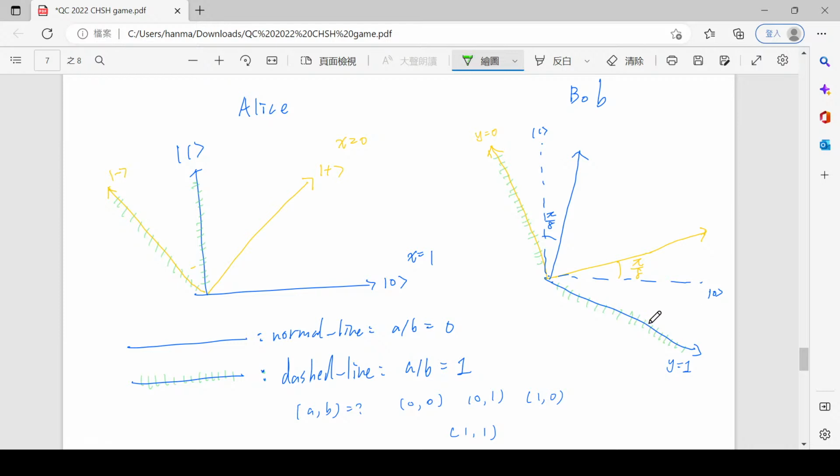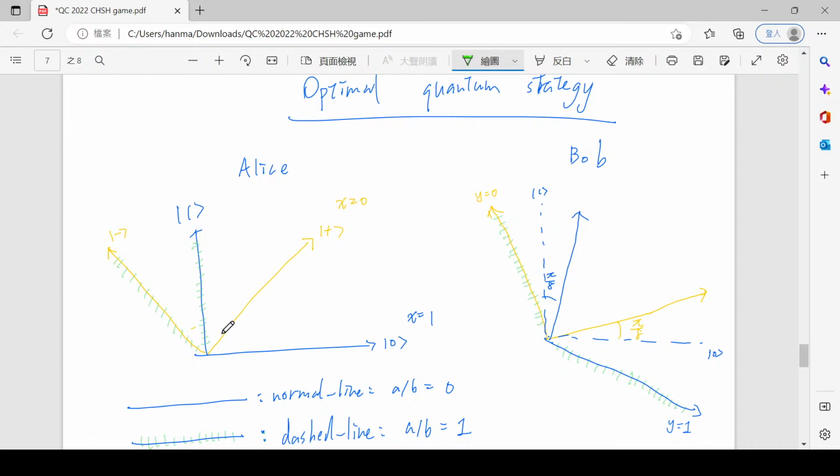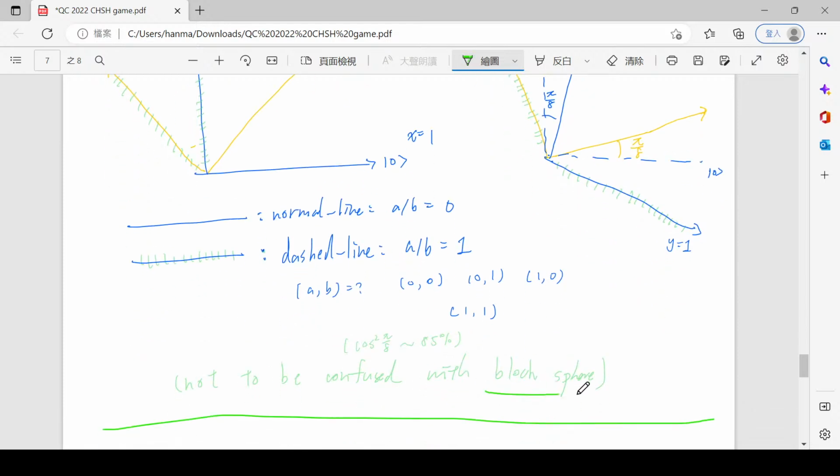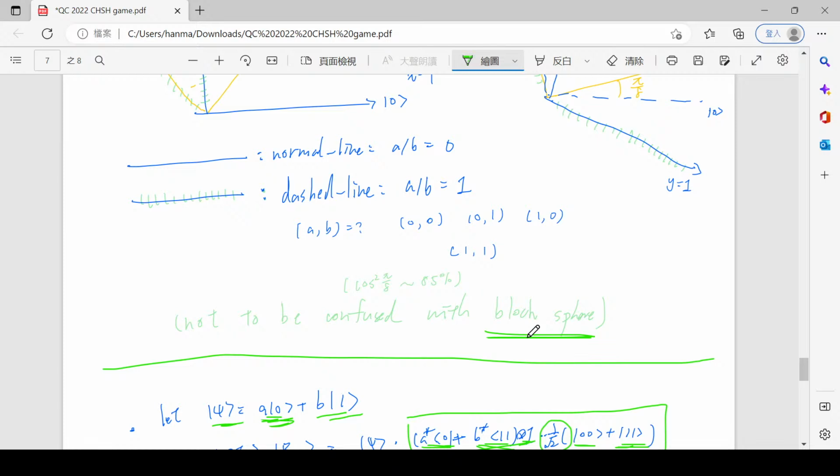So Alice needs to pick 2 bases, because remember Alice has 2 inputs. When Alice's input is 0, then she picks this plus and minus basis. And when Alice's input is 1, then she picks this 0 and 1 basis. So one thing first is that, okay, this is a bit confusing. And remember, this is not a slice of the Bloch sphere. Okay, so hopefully it's not too confusing.